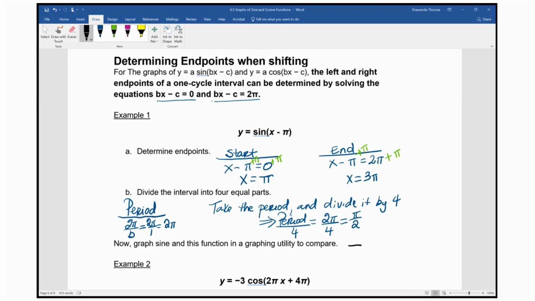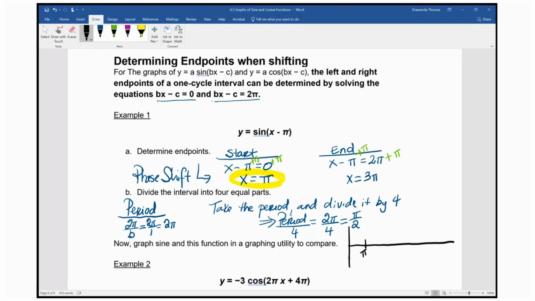So let's say we had some x-axis. Because we're shifting, we're not going to start at 0 anymore. We're going to look at our endpoints to figure out where we're starting. By the way, this is also known as your phase shift. That x equals pi right here. So we're going to start at pi. Now, where are we going to end up according to our little calculation? At the end of the phase, or the end at 3 pi.